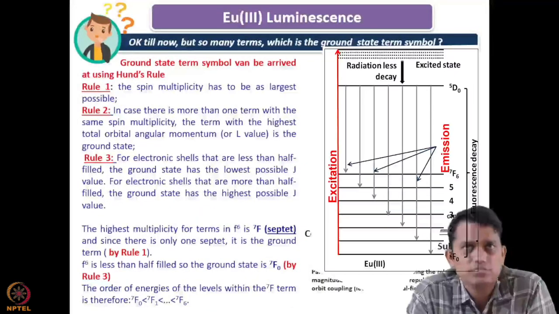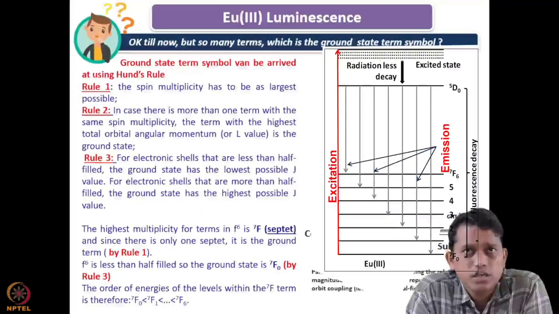So the ground state term symbol, how to get the ground state term symbol? The ground state term symbol can be easily done by Hund's rule. The first thing is the spin multiplicity should be the largest. If the spin multiplicity is the same for two terms, then you have to look for the orbital angular momentum.